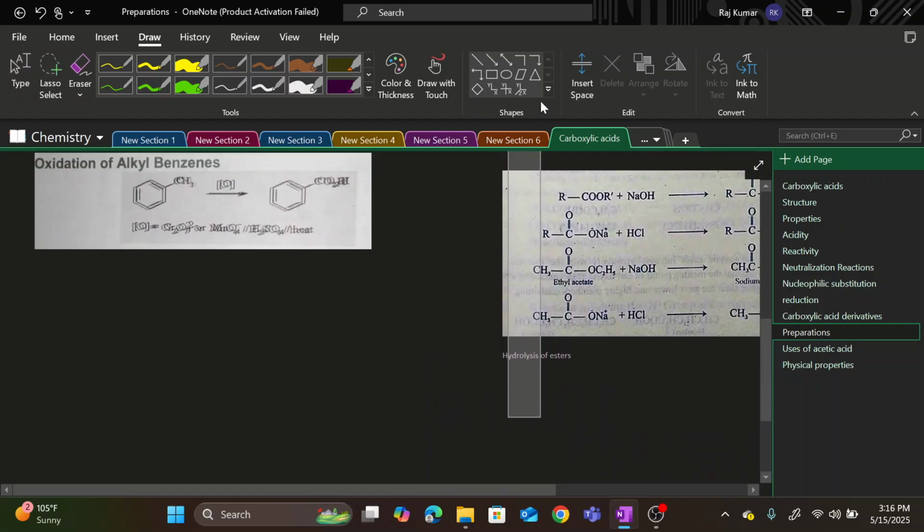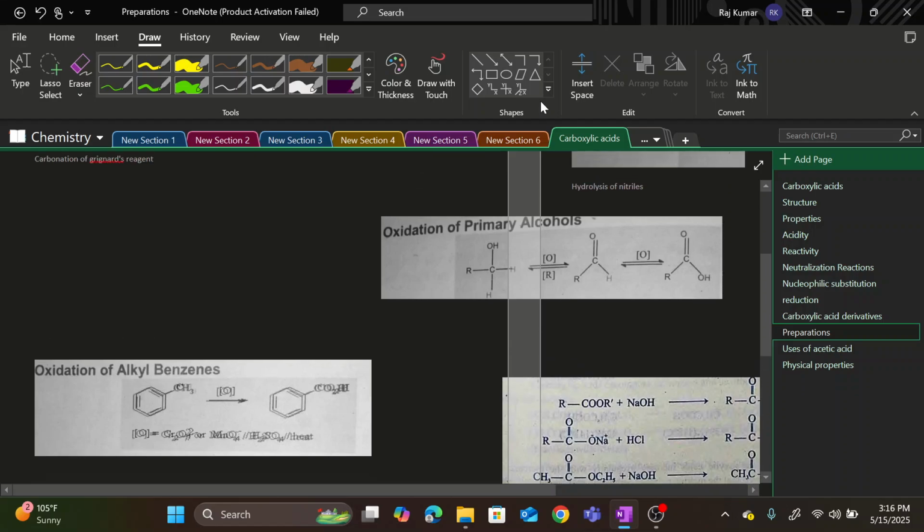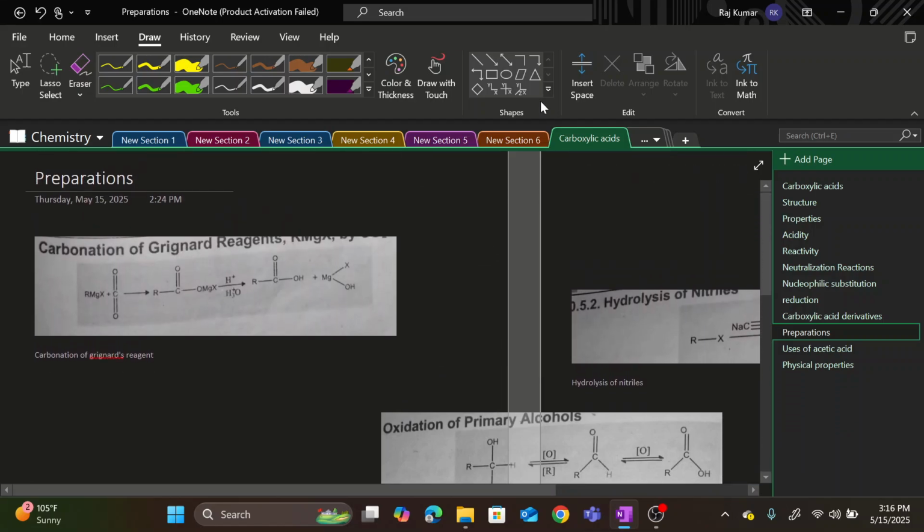Now let's move on. Alongside that, we have discussed in every organic compound the preparations as well. For carboxylic acids, most of the reactions used for their preparation are already discussed in our previous videos. So do check out those videos if you don't understand through this recap. We are just going through a very short recap.